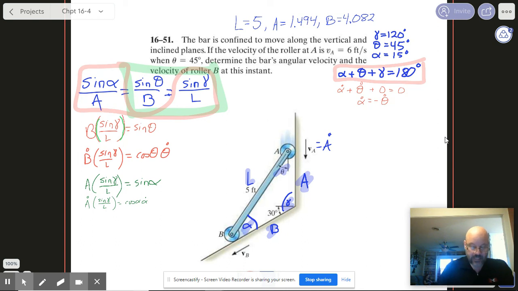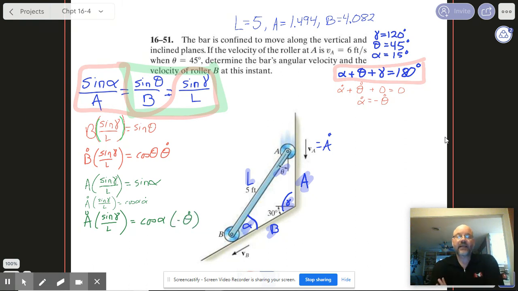to what we just did. So we can say that A dot over sine gamma over L is equal to cosine alpha times minus theta dot, just like that. Okay, and with that, this nut is cracked. All we need to do is plug in our variables that we've already calculated, and then we're good to go. Let me show you. I'm not going to calculate them, but I'll leave that to you.